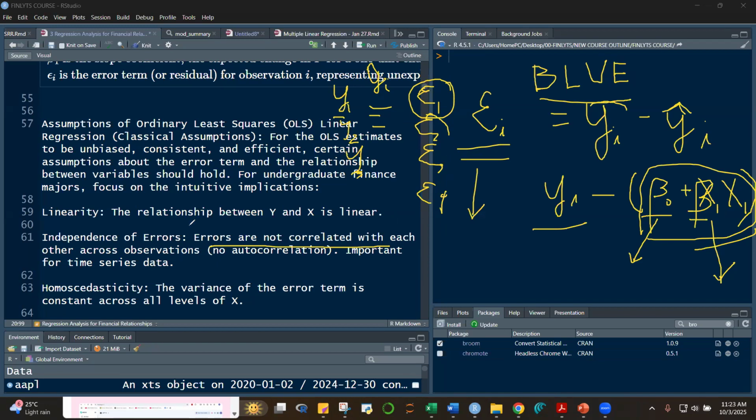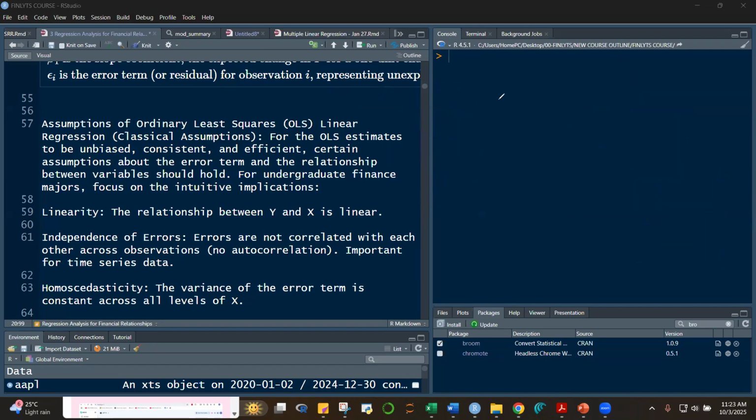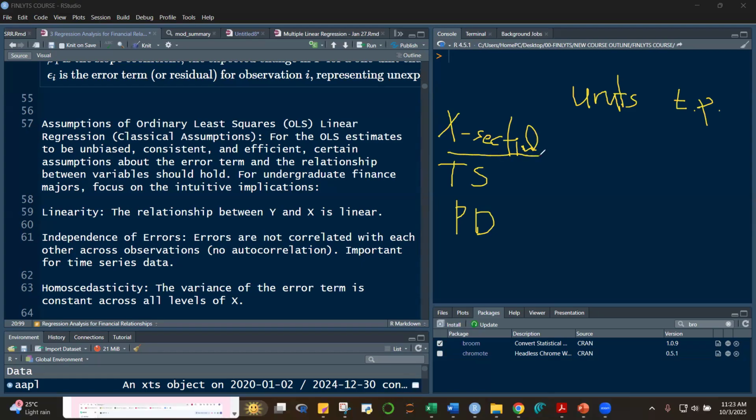Now, there's a distinction here, so let me discuss this now. It's very important. It really depends on the nature of your data, because the data can be what we call cross-sectional, or it can be cross-sectional time series, and the last, it can be panel data. So what's the difference between these three? You can take a look at it in terms of the units or the individuals and the time period. For cross-sectional data, we are looking at many units.